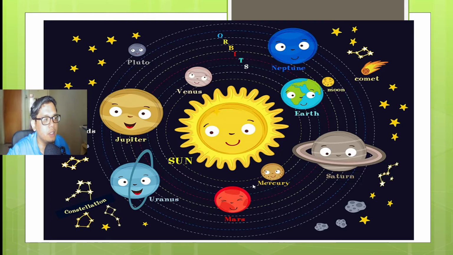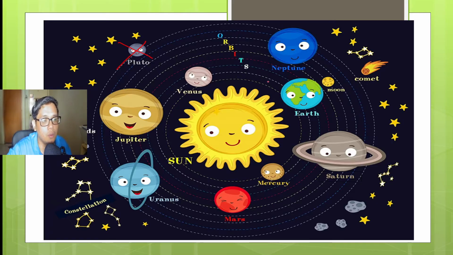This is another example. This is the Sun. Then we have Mercury, Venus, Earth, Mars, Jupiter, and so on. But this one, don't look at this one, Pluto. Pluto is wrong. Pluto is not a planet.